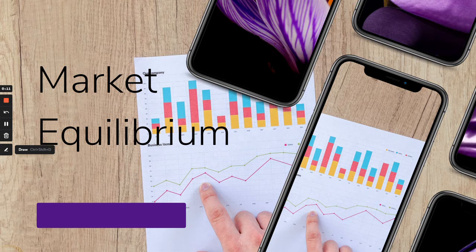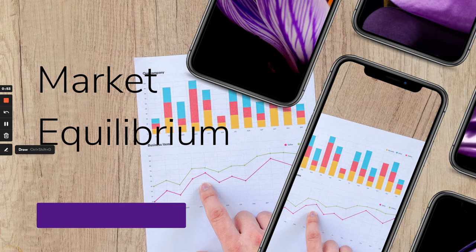So we have discussed the law of demand, wherein there is an inverse relationship between price and the quantity demanded. We have discussed the law of supply, wherein there is a direct relationship between price and quantity supplied. So, a market equilibrium is actually a condition which happens when the quantity of supply and the quantity demanded are balanced or equal at a given price level.